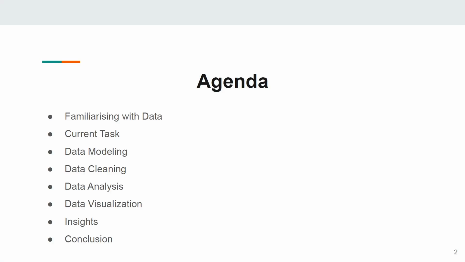So this is our today's agenda. First we will familiarize ourselves with the raw data, followed by which we will have a look at the tasks which we need to do at hand. After getting familiar with the task, we will go on with the data modeling section, wherein we will see how we can connect our components of data with each other. Followed by which there is a slide which will give us some information regarding data cleaning which needs to be done before beginning with our analysis.